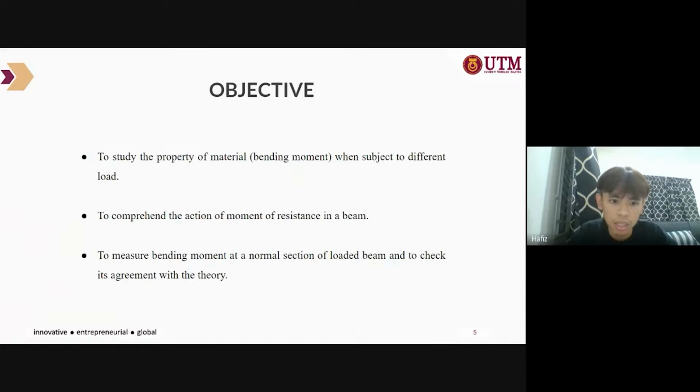So, these are the objectives of this experiment. The first one is to study the property of material, which is bending moment, when subject to different load. The second one is to comprehend the action of moment of resistance in a beam. And the last one is to measure bending moment at a normal section of a loaded beam and to check its agreement with the theory.